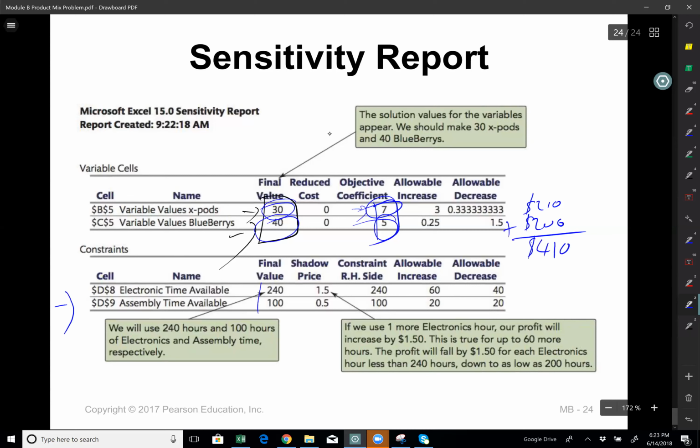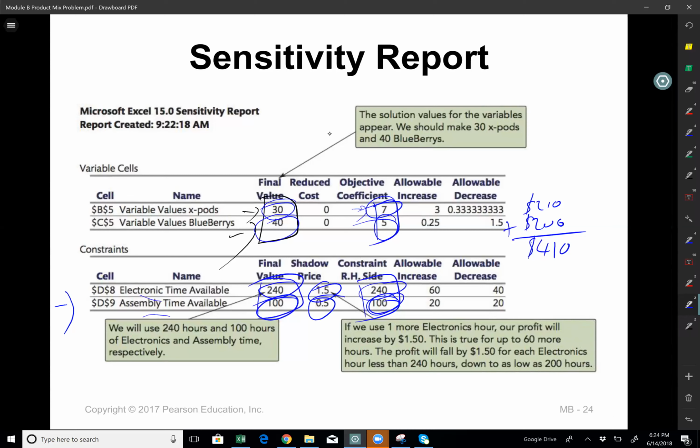Another thing I would like to talk about here is the second table. Here I have my left-hand side values of the constraints, and here I have the right-hand side values. I know that I have only 240 hours available in the electronics department, and I have only 100 hours available in the assembly department. And it looks like I'm using all those times. And you can see here the shadow price, which means that if I had extra labor hour in the electronics department, from 240 to 241, that extra 1 hour would increase my profit by $1.50. But here, an extra hour available for me in the assembly department would increase my profit by only 50 cents.